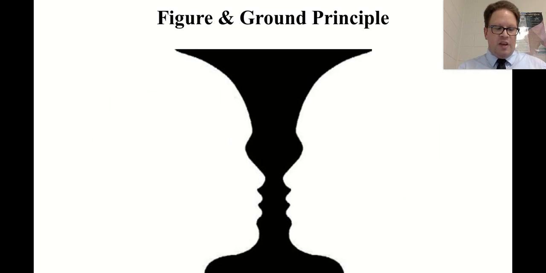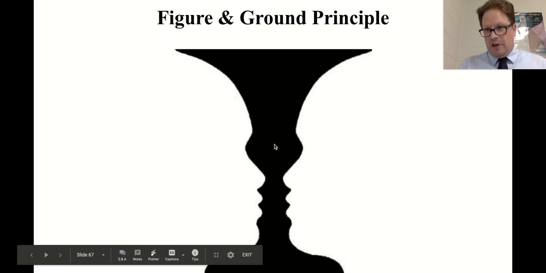So for instance, they point out the figure and ground principle that states that people instinctively perceive objects as either being in the foreground or in the background. So a figure is going to be a part of a pattern that commands attention and stands out against the ground. Whereas the ground is a part of a pattern that does not command attention and is perceived as the background.